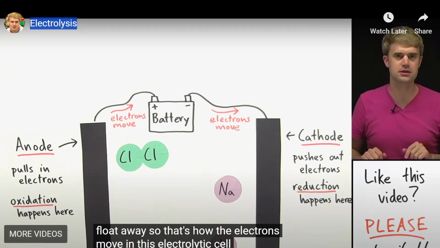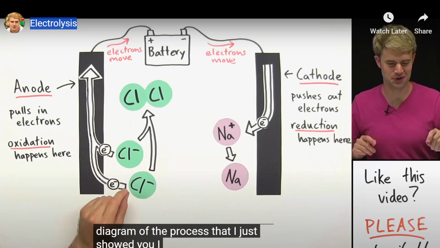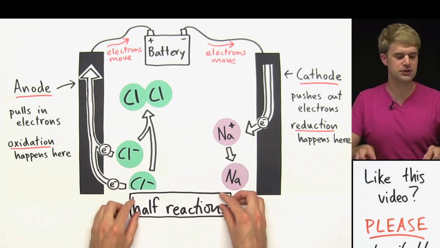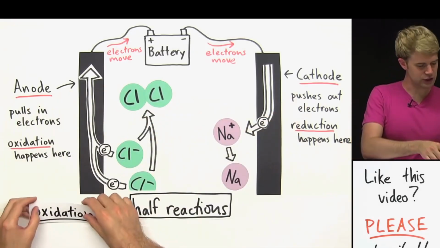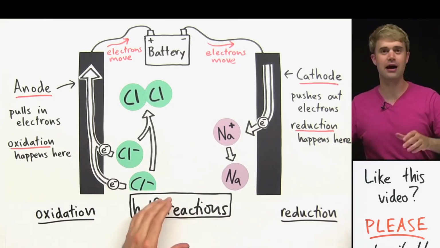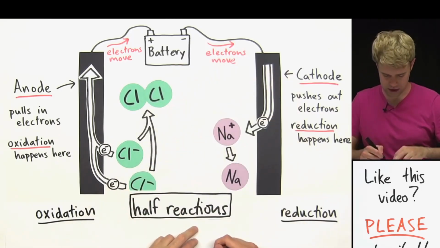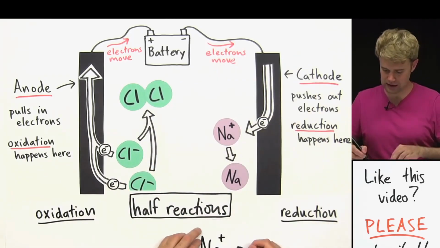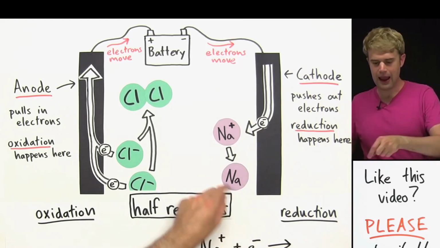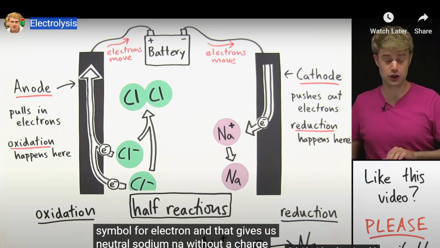So here's a diagram of the process that I just showed you. I want to use this to write half reactions for what's going on at the anode and the cathode. Oxidation happens at the anode and reduction happens at the cathode. Let's write these half reactions. Over here at the cathode, we start out with Na+. That gains an electron, plus e minus, the symbol for electron, and that gives us neutral sodium, Na, without a charge. That's how we know it's neutral.